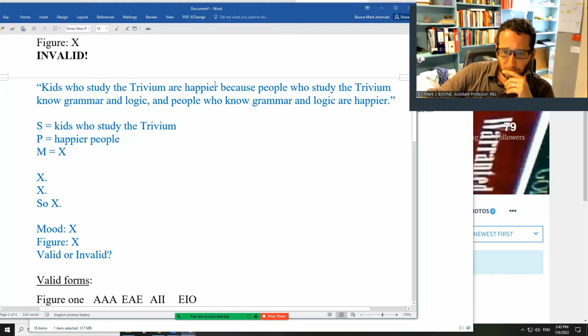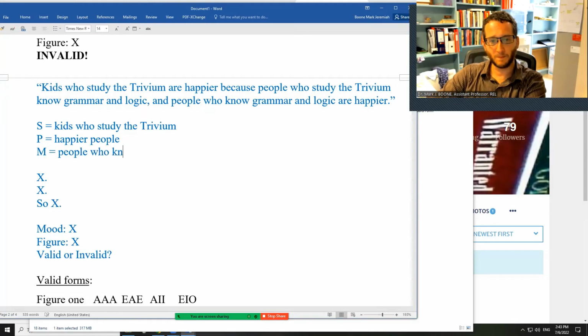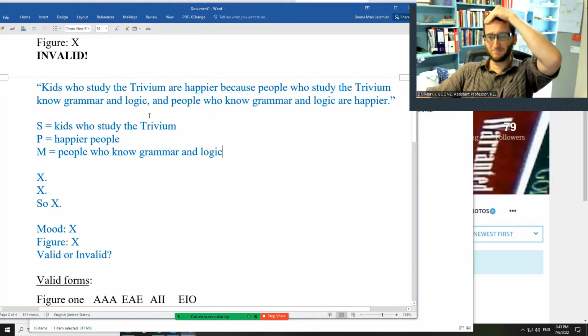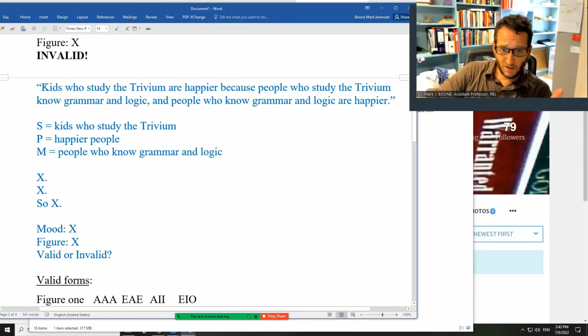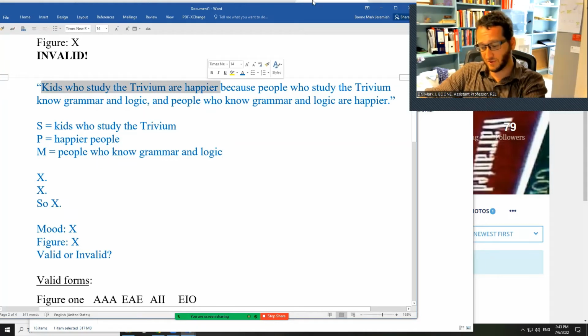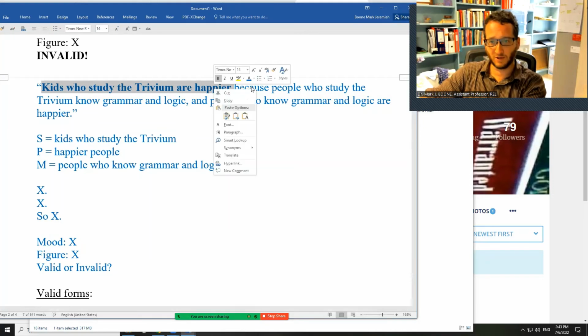But then my other premises are going to say something about people who study the trivium, people who know grammar and logic. Well, people who know grammar and logic, I think that's going to be our middle term. But kids who study the trivium, that's the minor term. It's going to turn up in another premise. Kids who study the trivium are happier. So this is our conclusion. Let's bold the conclusion and put it in red.